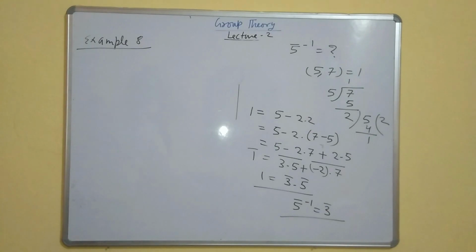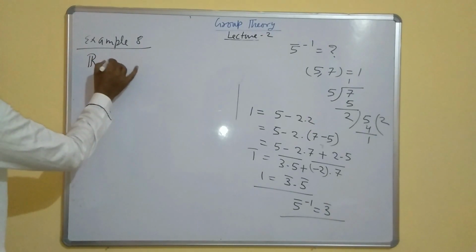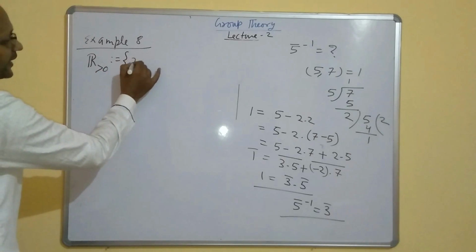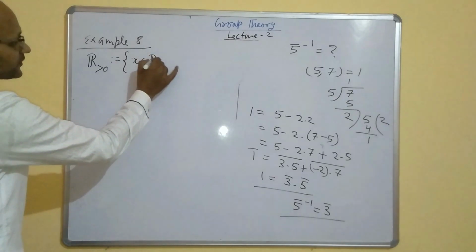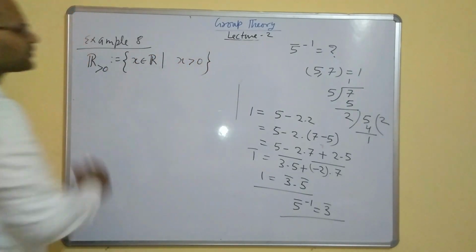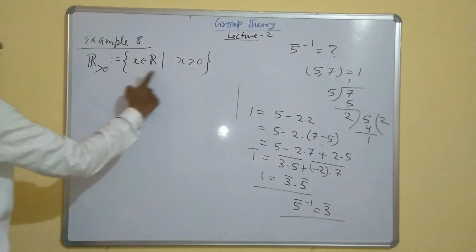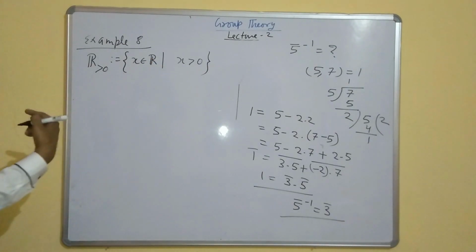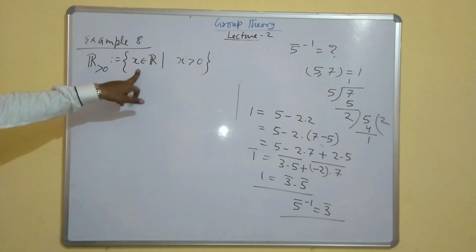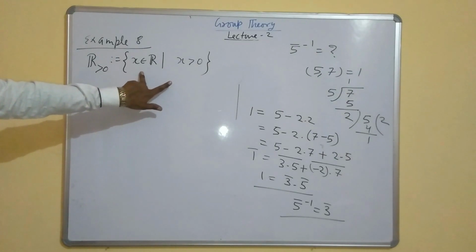Example 8. Consider the set R greater than 0. What is that set? This is those real numbers x in R such that x is greater than 0. So clearly 0 is not here. If you take the product of two positive real numbers, you will always get a positive real number.